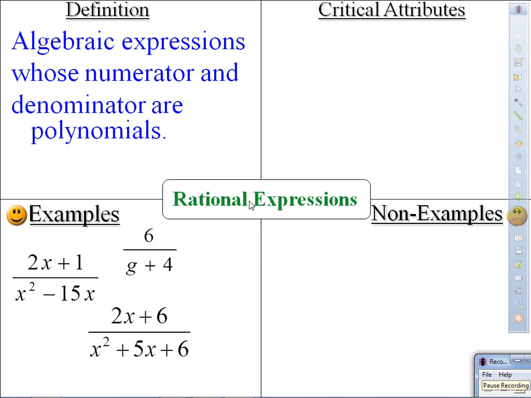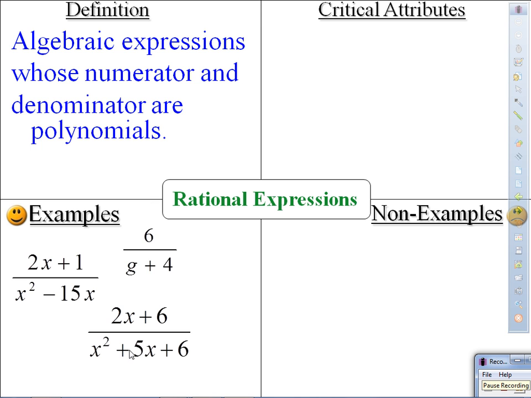All right, here we go. Rational expressions, what are they? Algebraic expressions. Thinking back to algebraic expressions at the beginning of the school year, what did we say they were? They were either numbers, variables, numbers and variables, or numbers and variables with operations. And this one has a numerator and a denominator, so obviously it's a fraction. And the last thing is that they have polynomials. Let's look at the examples. 6 is an algebraic expression. g plus 4 is an algebraic expression. It's in fraction form, yes, and they're polynomials, yes.